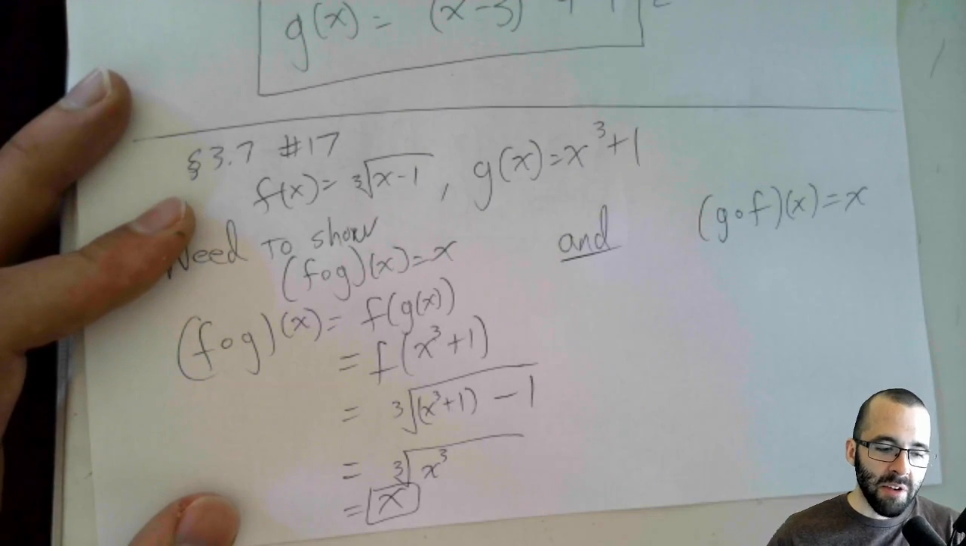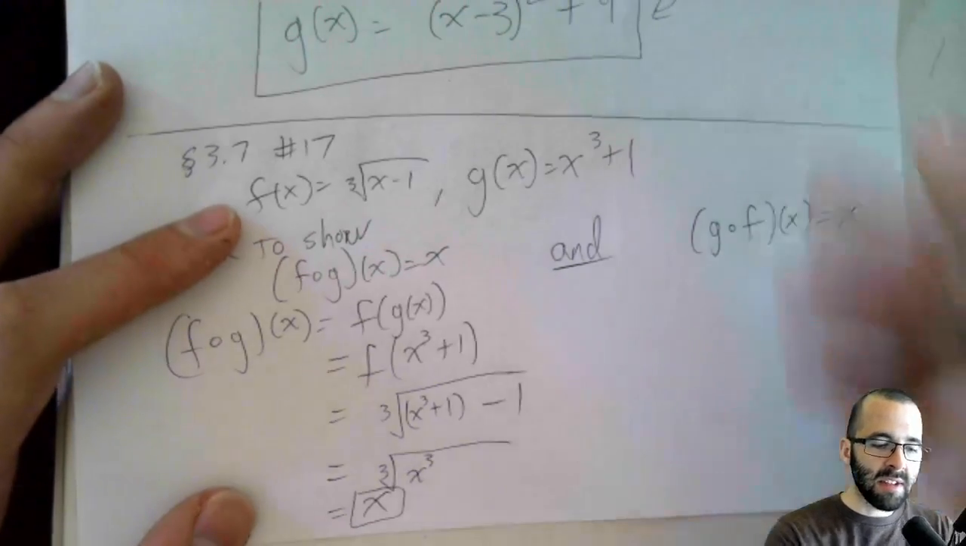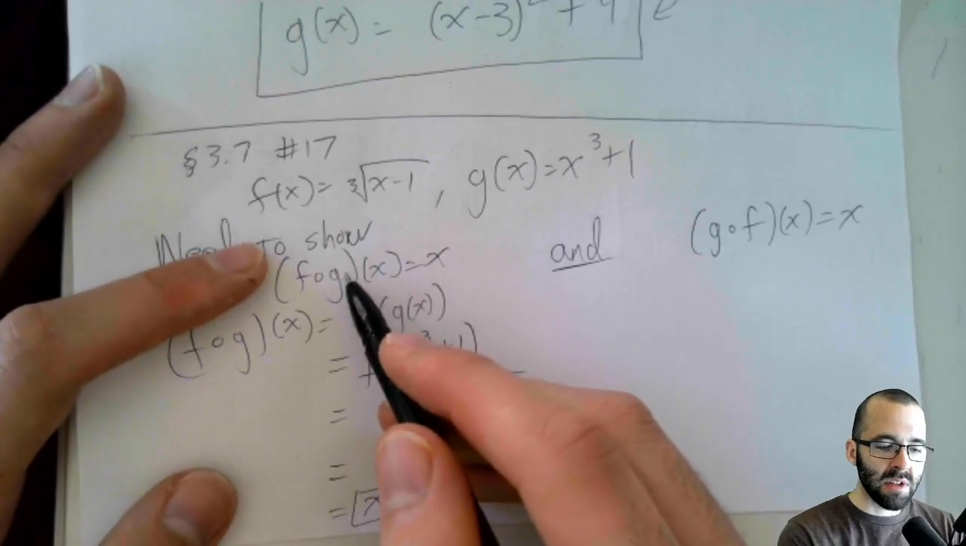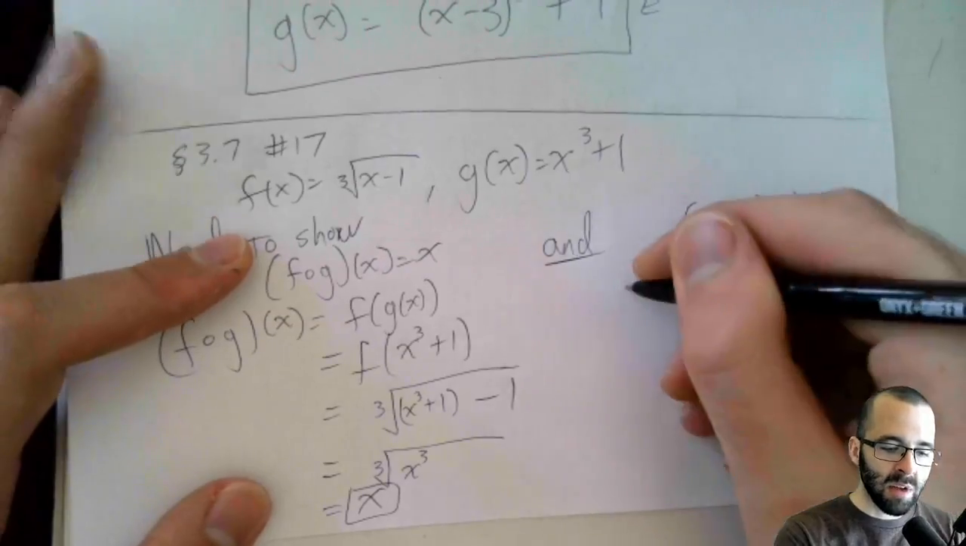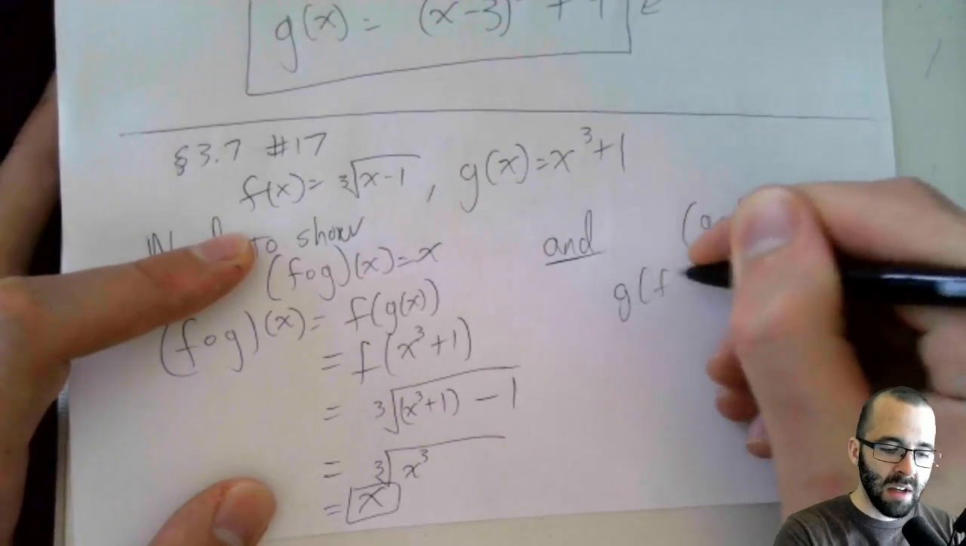And then when you do it the other direction, it should actually be a little easier. Since your question was not actually the composition, it was more of the numbers, let me really quickly show you the other direction. G of f of x.